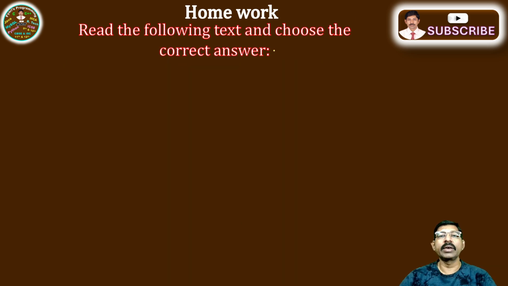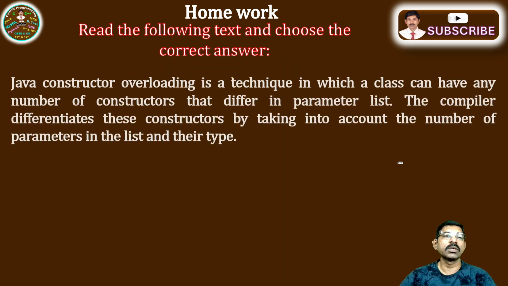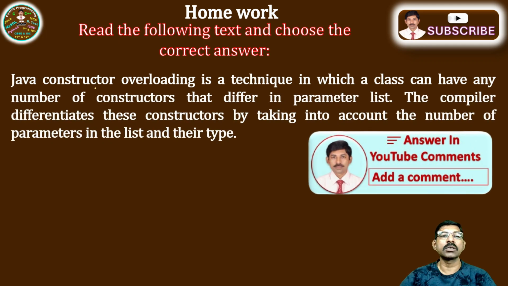Next, read the following text and choose the correct answer. This is the text where it says that Java constructor overloading is a technique in which a class can have any number of constructors that differ in parameter list. Differentiated because it is constructor overloading. The compiler differentiates these constructors by taking into account the number of parameters. It is correct. Number of parameters in the list and the types. What are the types of parameter?